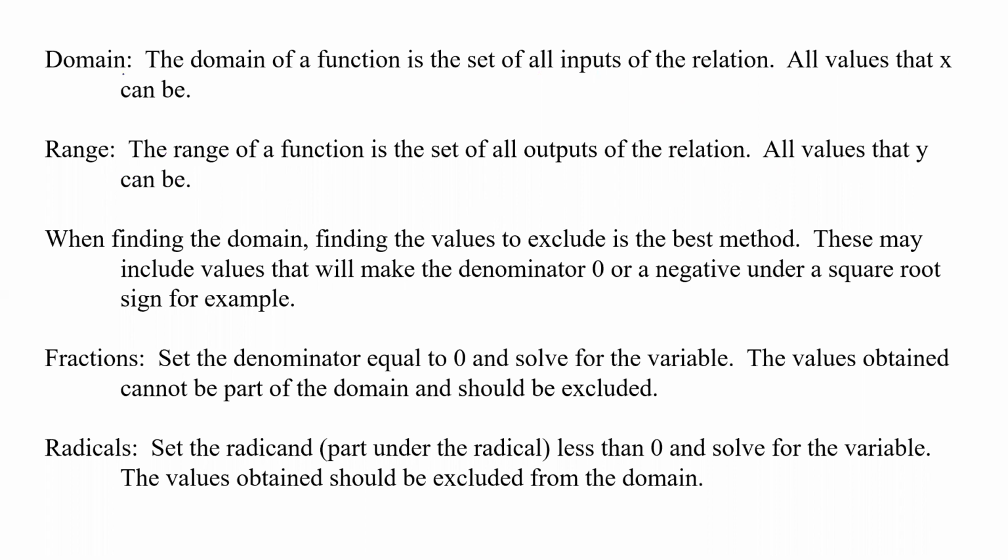And a lot of times these are easier to find if we draw a graph. Not always, we'll always find it if we draw a graph, but sometimes we can find it without having to draw the graph. Now, when finding the domain, what we do is we find the values to exclude. That's the best method. So these may include values that will make the denominator 0, or give you a negative under the square root, or a combination of the two maybe.